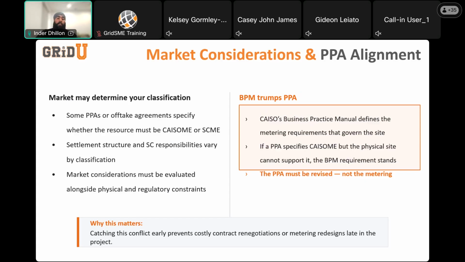And this is exactly why the three-way alignment, regulatory, physical, and market, needs to happen early. Catching a PPA conflict at design stage is a contract revision. Catching it at commissioning is a project delay.